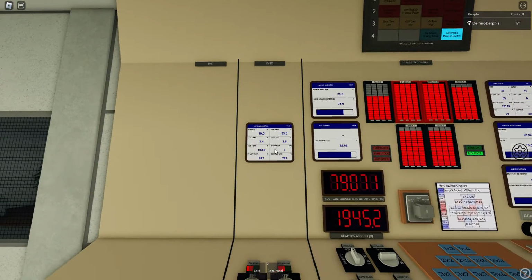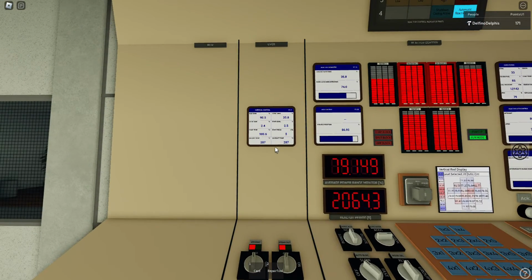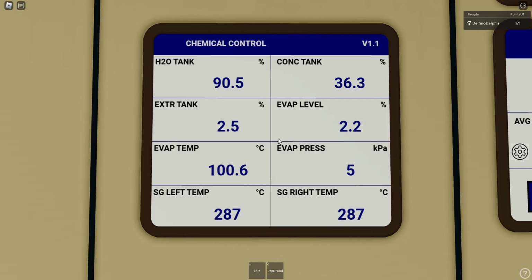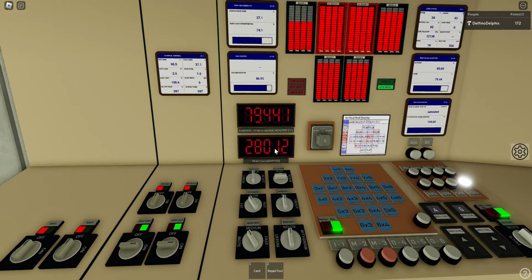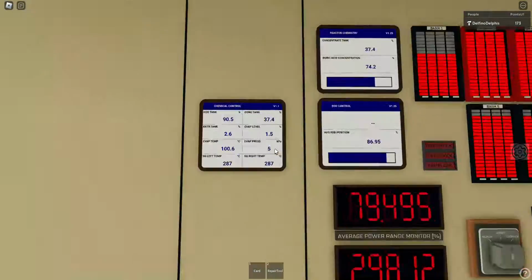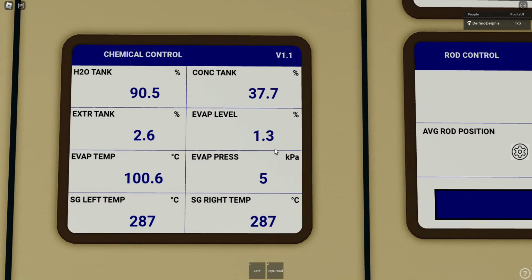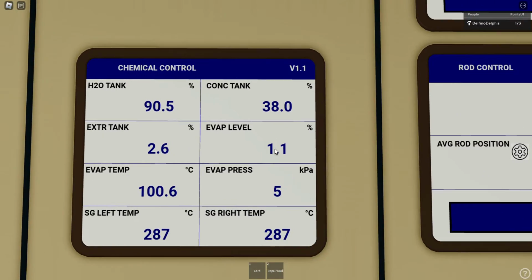So this is an ongoing process, because the reactor is using this boron all the time. So you see the extract tank is filling up again. So if you are working with boron, you should probably pay attention to this from time to time and fill back your tanks.